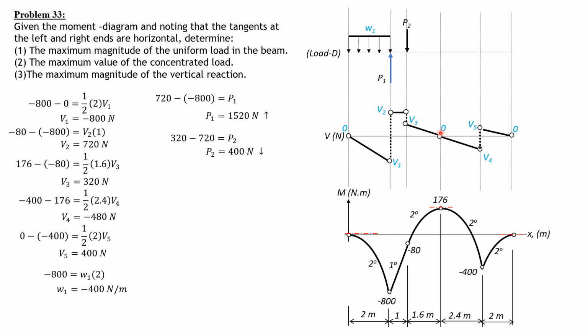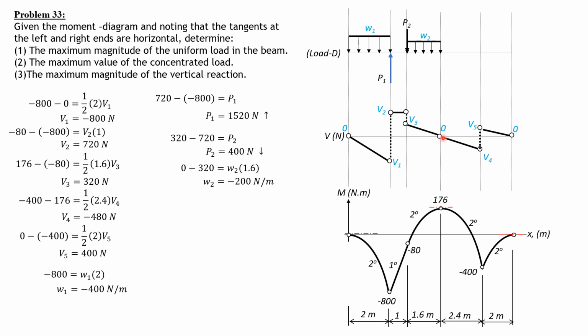Next, between this point and this point, we have 0 minus V3. We have another rectangular loading here, which is expected negative because 0 minus V3, 0 minus 320, is negative, and it is equal to W2 times 1.6. So again, 0 minus V3 is equal to the area of the load diagram, W2 times 1.6. So W2 is negative 200 Newton per meter. So that means it is also downward.